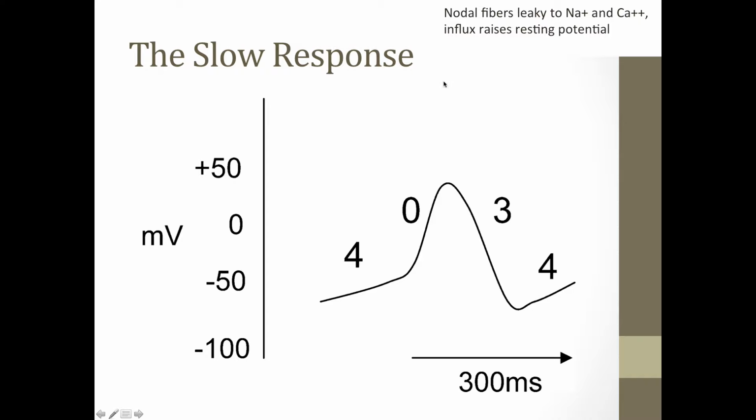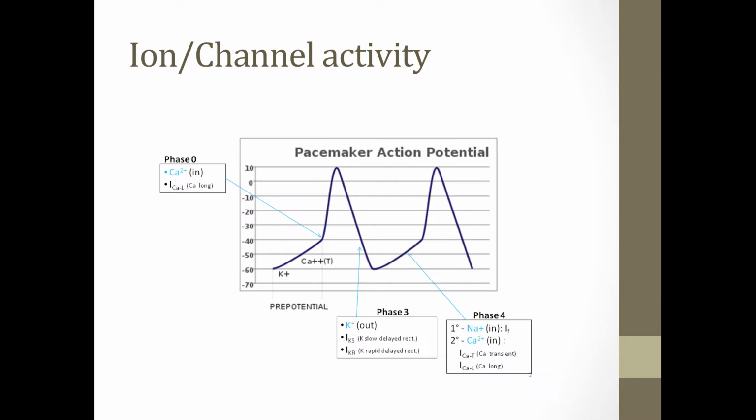Okay, the slow response in the nodes still involves the same relative movement of ions. You might see, though, we're missing a couple of steps. We're going from 4, which is our resting, to 3, which is repolarization, and then our 0, which was really sodium entry. So depolarization, repolarization, and resting. Node fibers are leaky to sodium and calcium, so whenever you have an influx of them, it raises the potential of that cell, making it more likely that that cell will generate its own action potential.